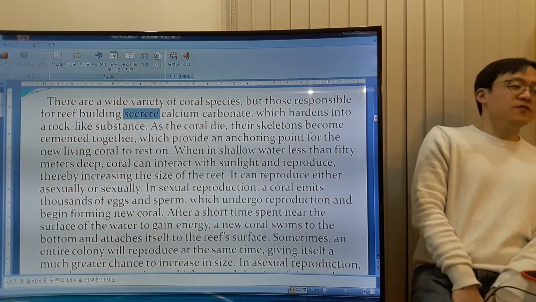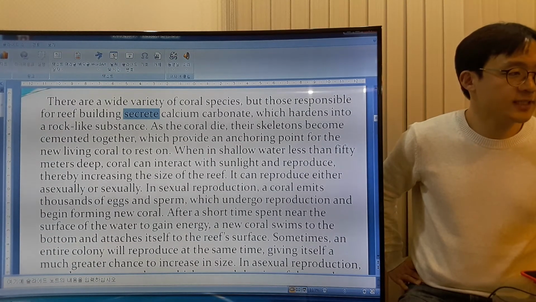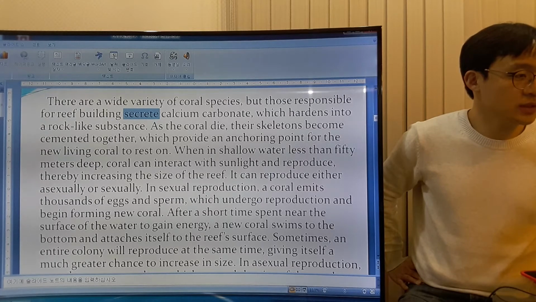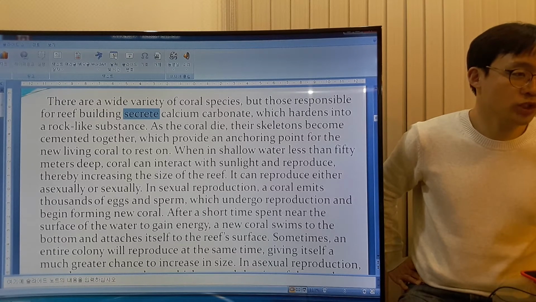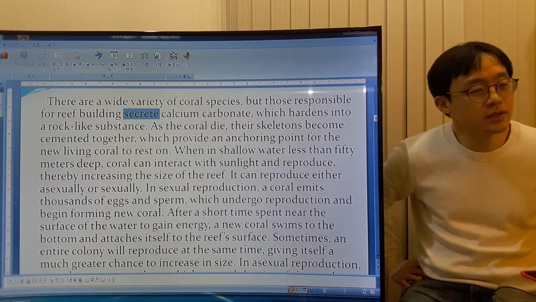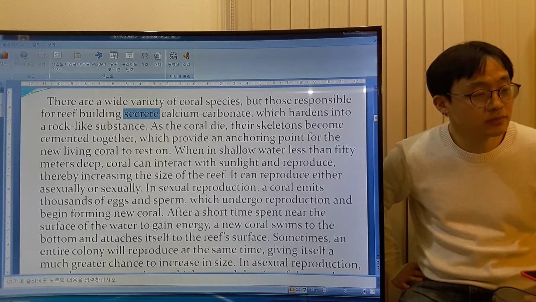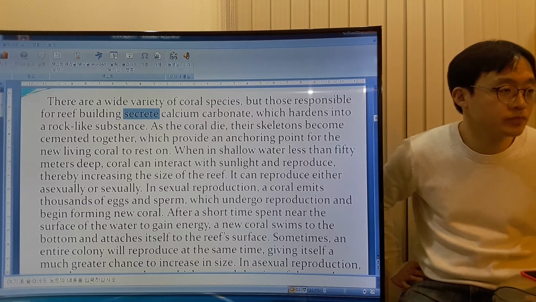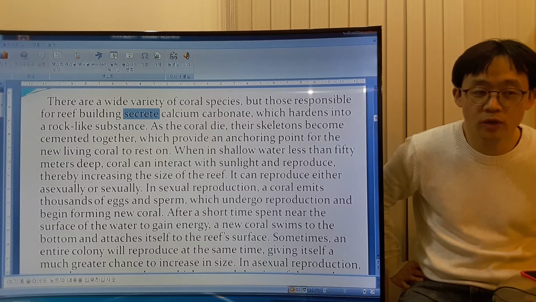There are many different coral species, but those that build reefs produce calcium carbonate, which hardens into a substance like a rock. Variety means there are many different things in it, okay? Responsible for means the one who did it, the one who does it.